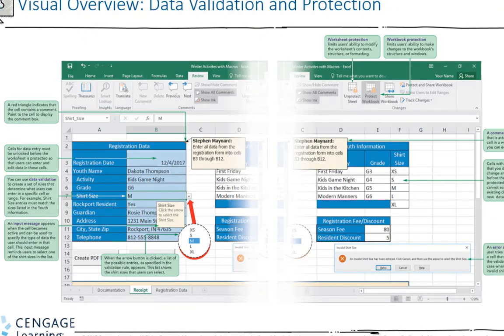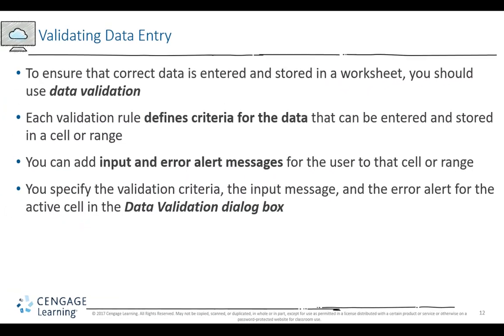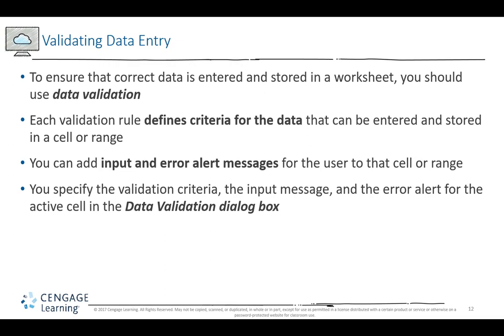Here is the Session 2 overview for data validation and worksheet protection. To ensure that correct data is entered and stored in a worksheet, you should use data validation. Each validation rule defines criteria for the data that can be entered and stored in a cell. You can add input and error alert messages for the user to that cell or range of cells as well. You specify the validation criteria, the input message, and the error alert for the active cell in the Data Validation dialog box.